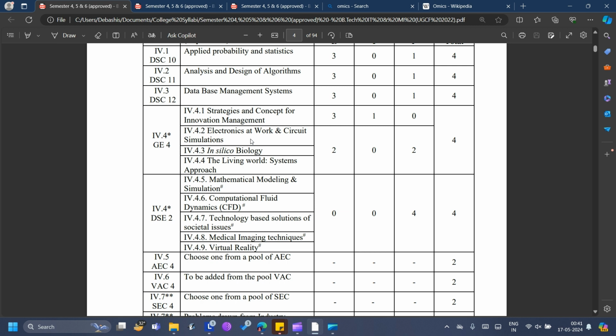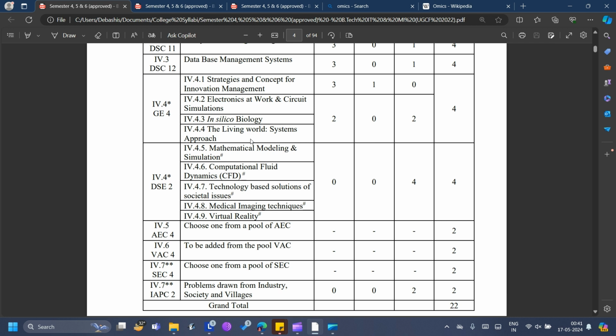Okay, and instead of that, in semester 4 specifically, you can choose, instead of a generic elective, a discipline specific elective. You have five options here, and all the discipline specific elective courses, as you can see, they have a 0+0+4 credit structure. All four are practical elements. So there will be no theory element here, only practicals. Options which you have are mathematical modeling and simulation. You have computational fluid dynamics. You have technology-based solutions of societal issues. You have medical imaging techniques, and you have virtual reality.